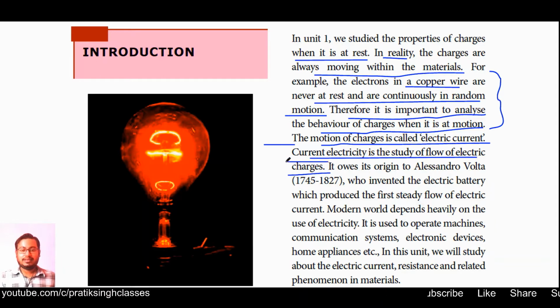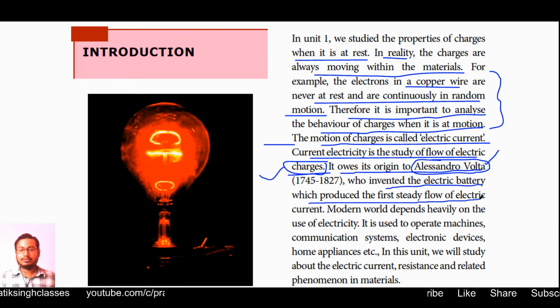And whenever in physics we say charges, it does not only mean electrons, it means protons also, or sometimes ions, whether positive or negative. It owes its origin to Alessandro Volta. See, this is pronounced as Alessandro Volta, not as Alessandro Volta. Both are correct in our current scenario. Whatever you want, you can use. He invented the electric battery which produced the first steady flow of electric current.